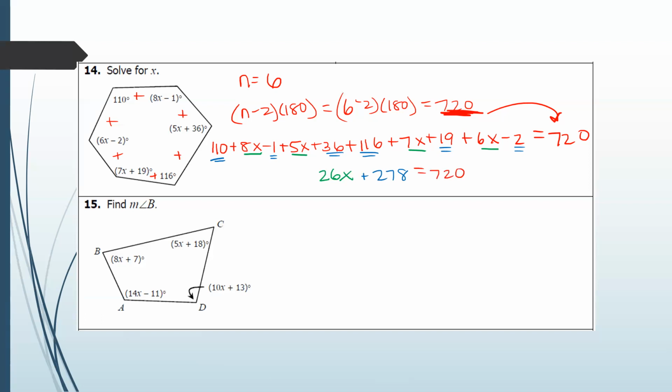Now we'll subtract 278 from both sides. 720 minus 278, we get 442. And then divide both sides by 26, and we get 17. So x equals 17. It was just asking us to solve for x, so we can stop right there. If it was asking us to find the measure of one of these angles, we could use substitution and substitute that x for any of these angles to find their actual measures.